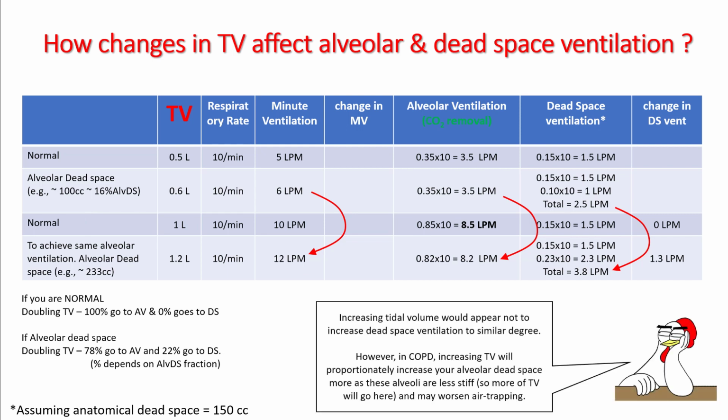So increasing the tidal volume would appear not to increase the dead space ventilation to a similar degree when compared to the respiratory rates. However, in COPD, when you increase the tidal volume, proportionately more air will go towards the dead space, as these alveoli or the bullae are less stiff, and this can worsen air trapping. So watch out for increasing tidal volume in COPD patients.